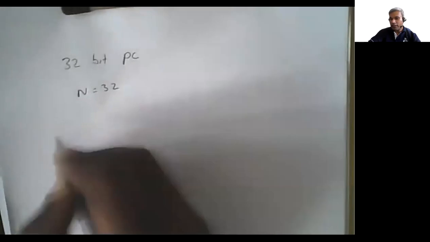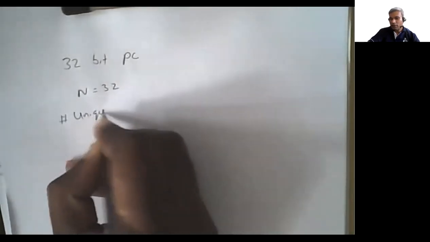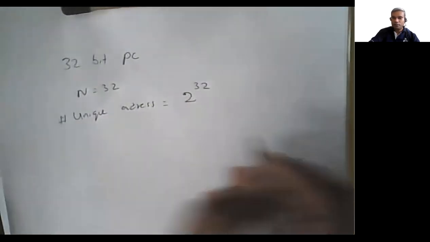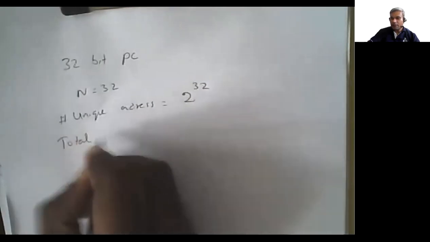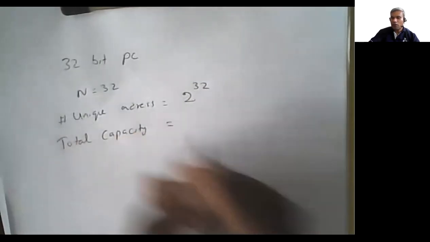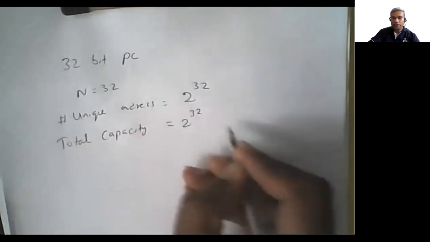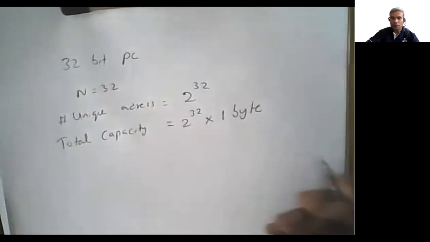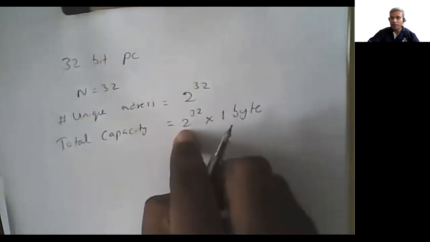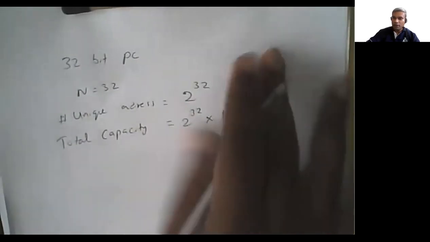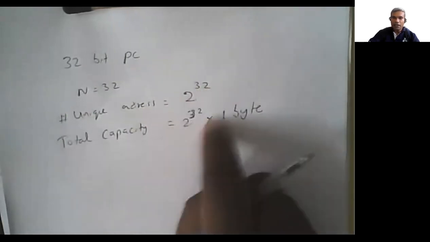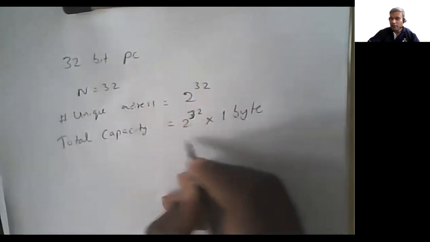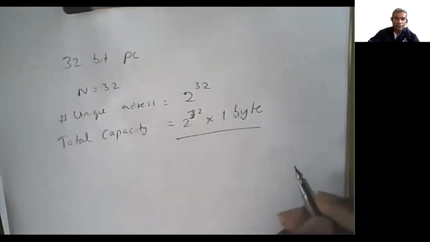How many unique addresses can you get? Number of unique addresses will be 2 to the power 32. Then what will be the total capacity? So we have this amount of memory locations, and each memory location can contain 1 byte. So 1 byte times this number will give you the total capacity. But of course, this looks a little bit larger since we are given in bits, given in bytes. We can convert into something more manageable.